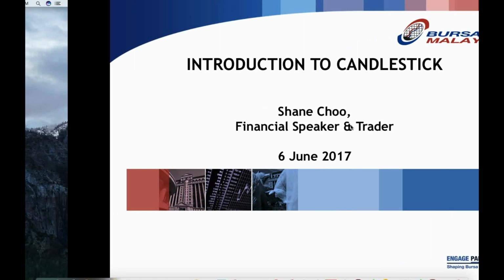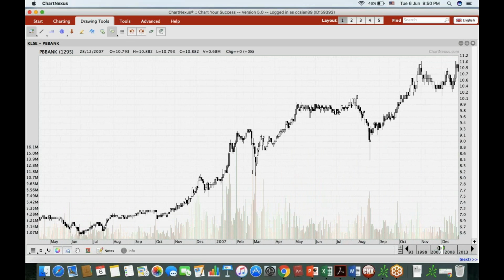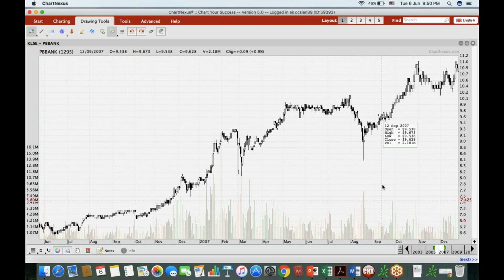Let's see Public Bank during the financial crisis. Let's zoom into 2007. Okay, October 2007. Let's see the subprime crisis during October 2007. Okay, in 2007, October is somewhere here. What do we see here?